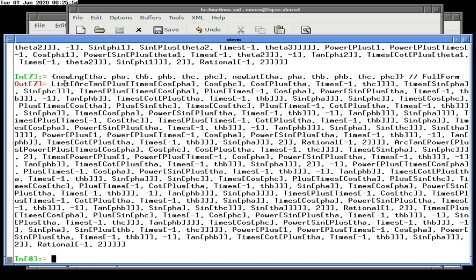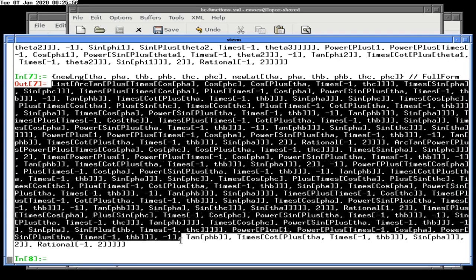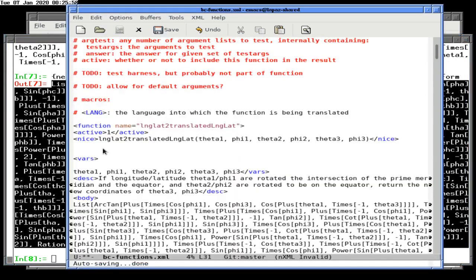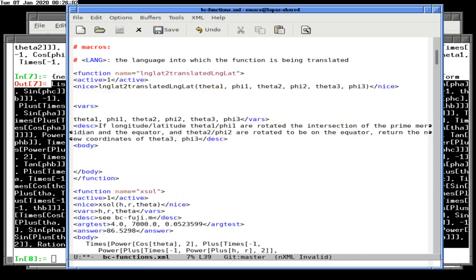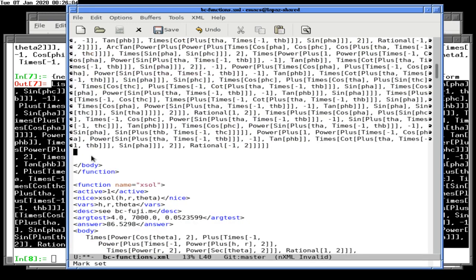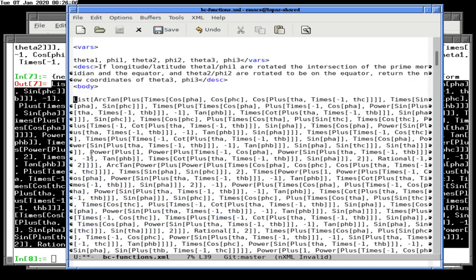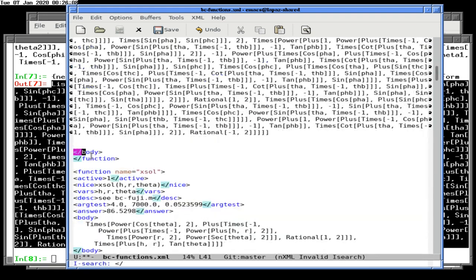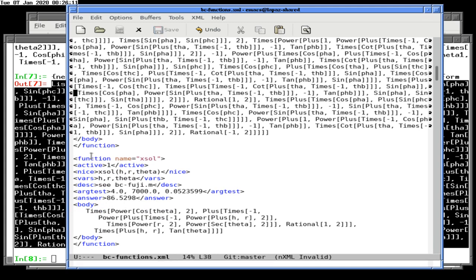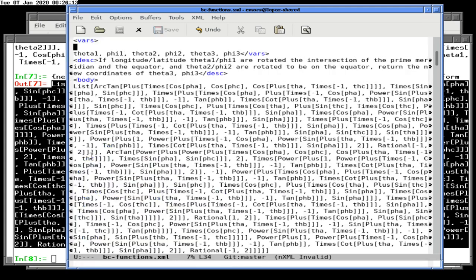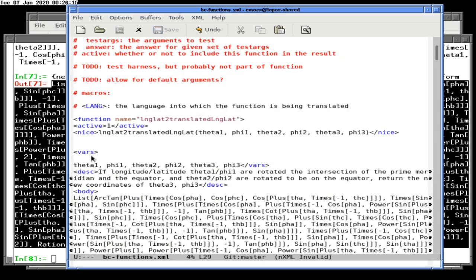And hopefully now it won't complain. And so the body is now this sucker. And this might actually work. Okay. Let's see. Active.